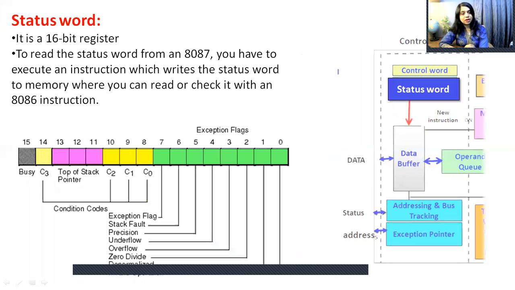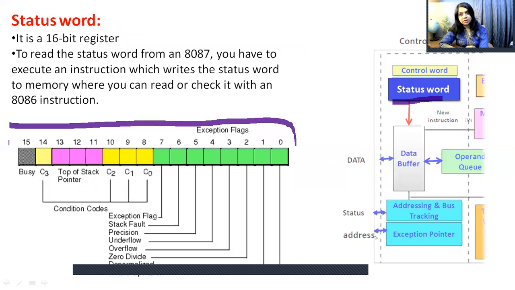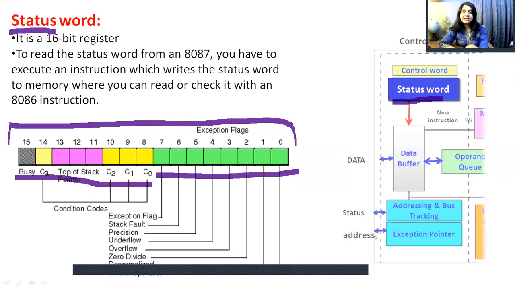Next register is the status word register. Just below the control word in the control unit, there is the status word register. Again, the size of this register is 16 bits. You can see here, this is the format. Here flags are available and some other operations are there. Now, what is the meaning of status? Status is just to know what the 8087 is doing at present. If the user wants to know what is happening inside the 8087, then the user can read the status word. And from the status word, he can find out the condition of the 8087, what it is presently doing, which flag is set, which flag is reset, etc.